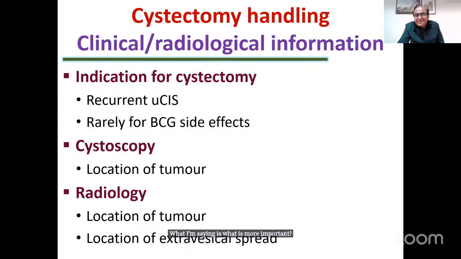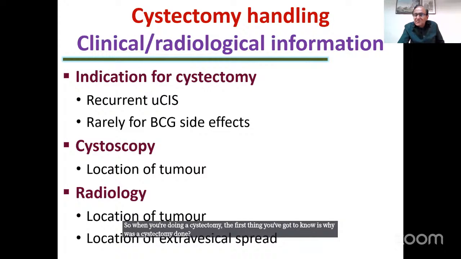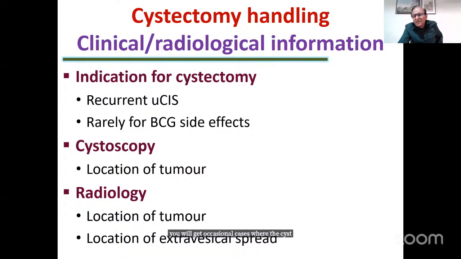So when you're doing a cystectomy, the first thing you've got to know is, why was a cystectomy done? You'll get occasional cases where the cystectomy was done for symptoms of BCG. The patient had BCG, then because of BCG, he's got severe BCG symptoms.